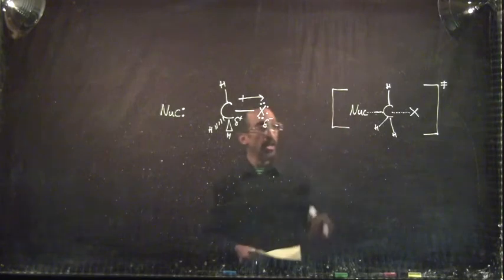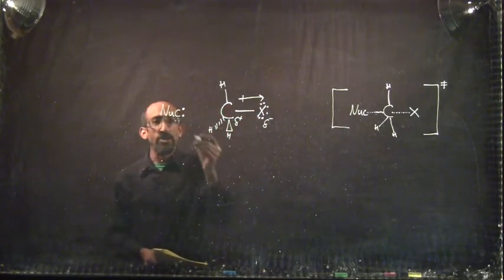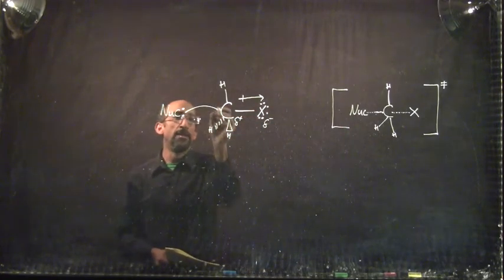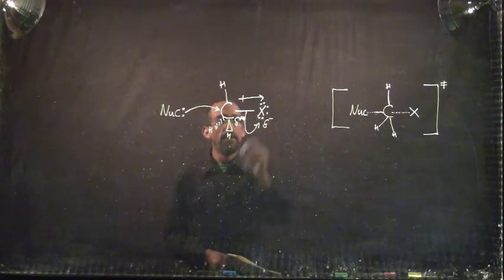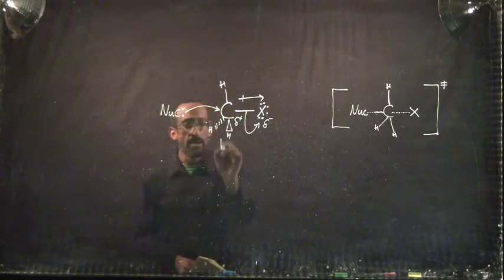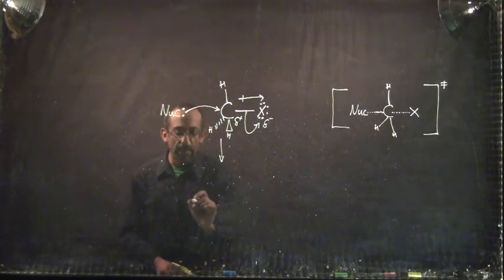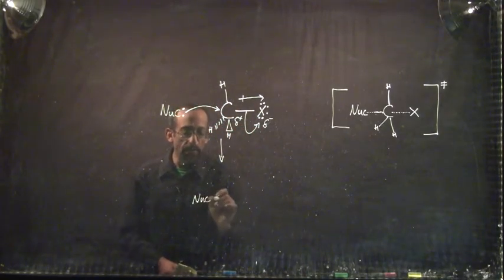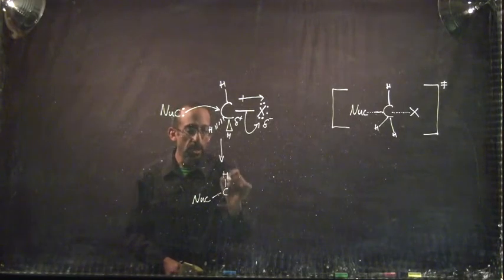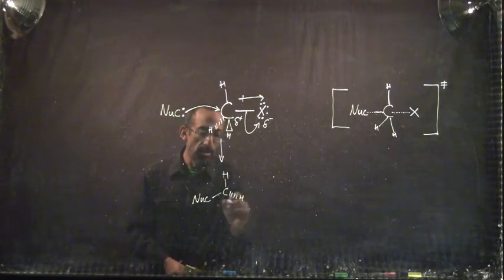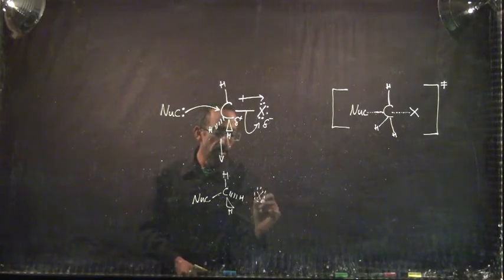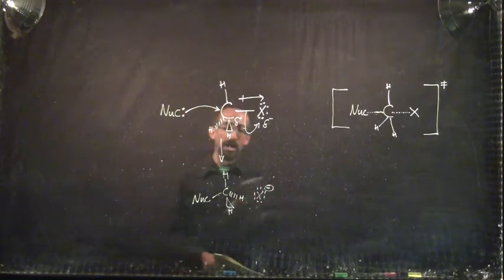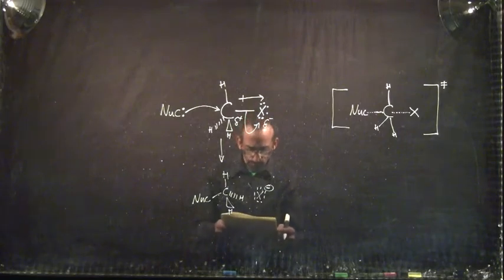So for our arrow pushing, we have our nucleophile forming a new bond to our electrophile. Our leaving group falls off at the same time. And we now just have the nucleophile bonded to carbon, and our halogen has fallen off as a leaving group.